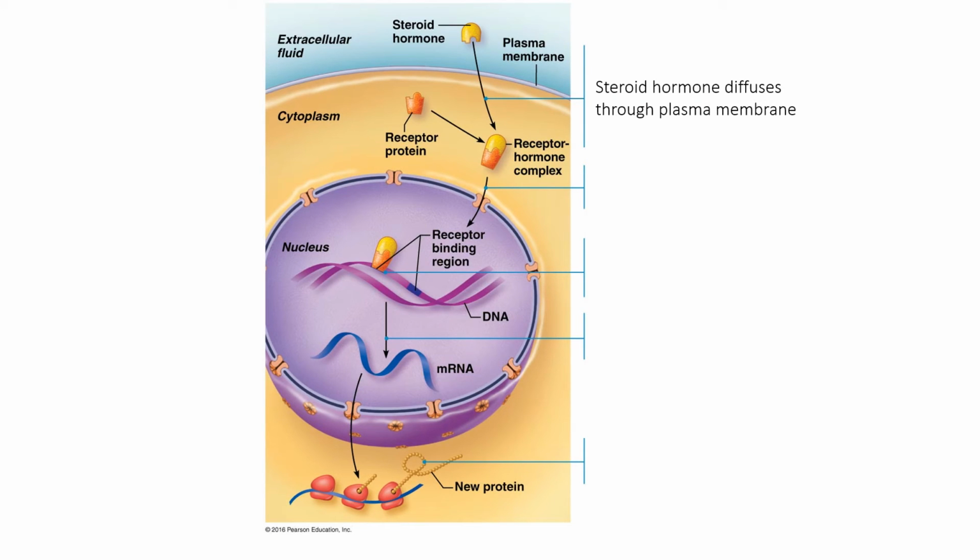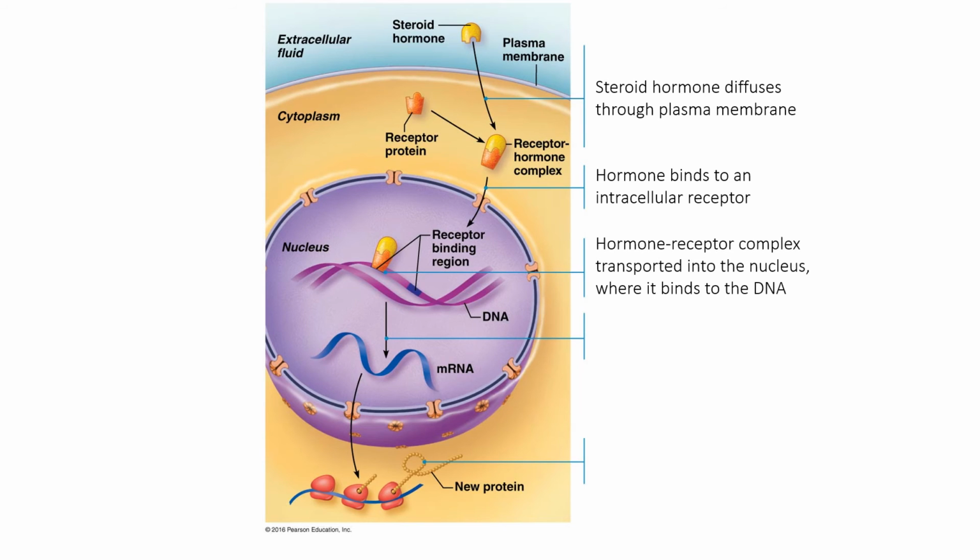In general, the steroid-based hormone can diffuse directly through the plasma membrane, where it binds to a receptor in the cytosol of the cell. This hormone receptor complex is then transported into the nucleus of the cell, where it binds to the DNA. Once it binds to the DNA, this hormone receptor complex can serve as a transcription factor, controlling the transcription of an mRNA, either increasing transcription or decreasing the transcription of that mRNA.